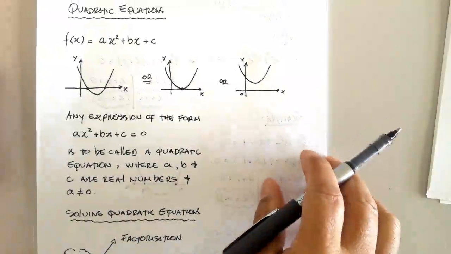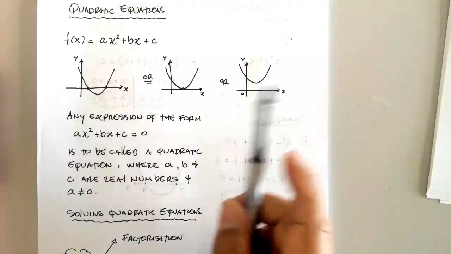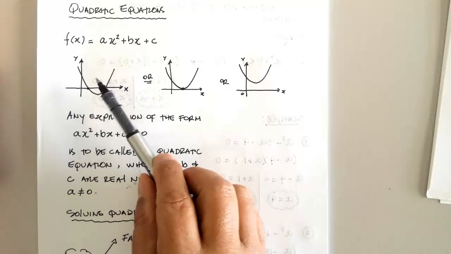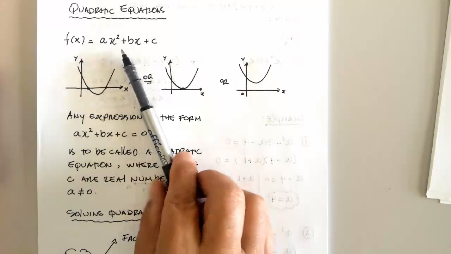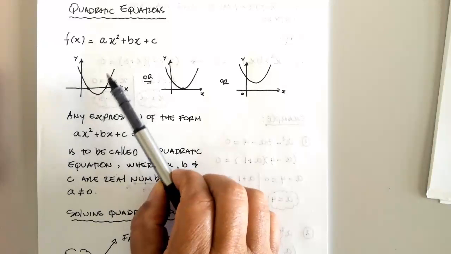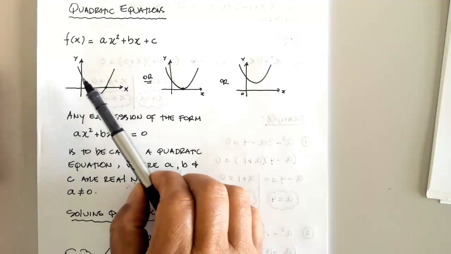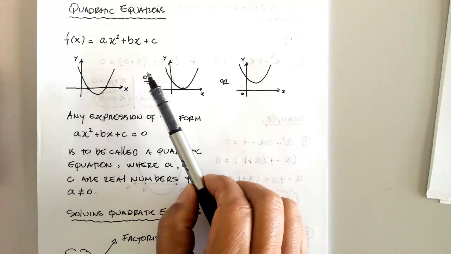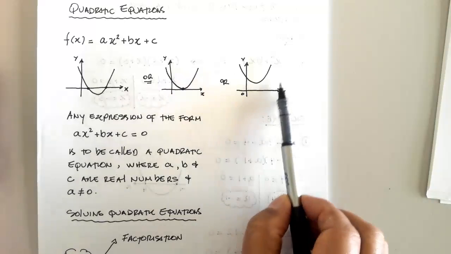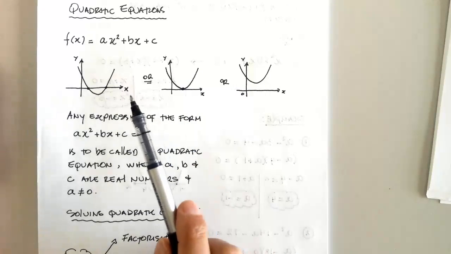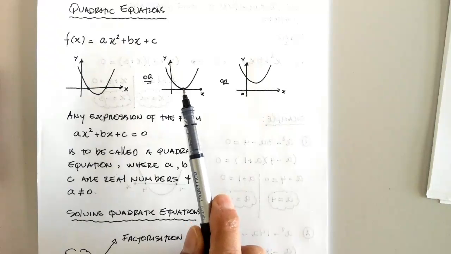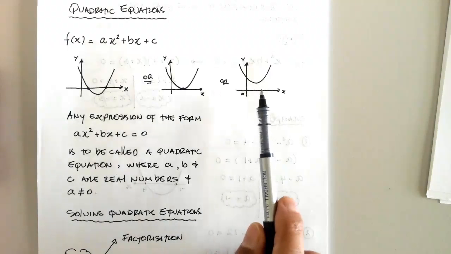When we talk about a quadratic function, we talk about a graph that looks like this. If we sketch something like this, you're going to have a parabola. We can have something that looks like this, or like this, or sometimes like this one. In here we have two intercepts, in here only one intercept, and in here no intercept.